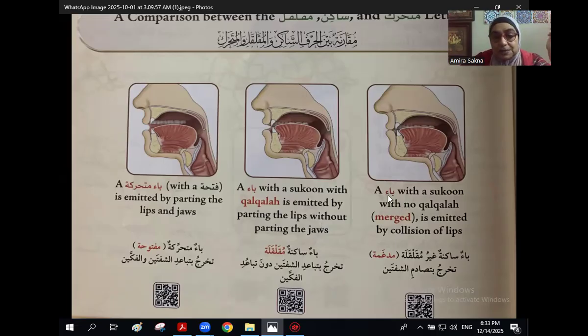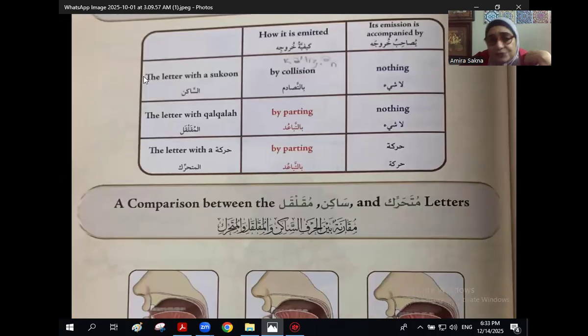Ba with a sukun with no qalqala, and this will happen when the ba is merged, or is mudghama, like wa abba, similar letters, is emitted by collision of the lips. Collision of the lips, normally, because it's second. This is what we explained during our lesson, and this is what's written here in this tab.